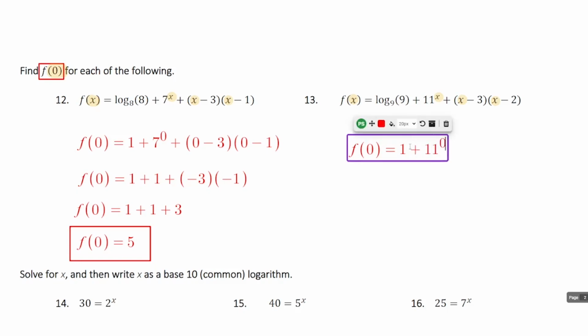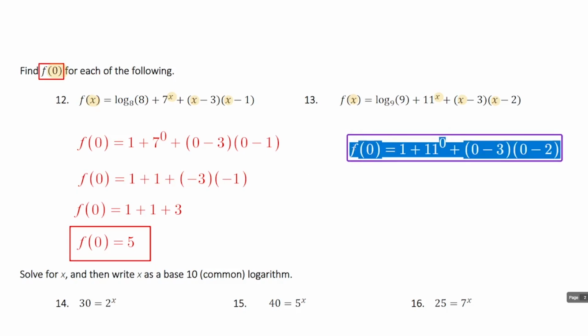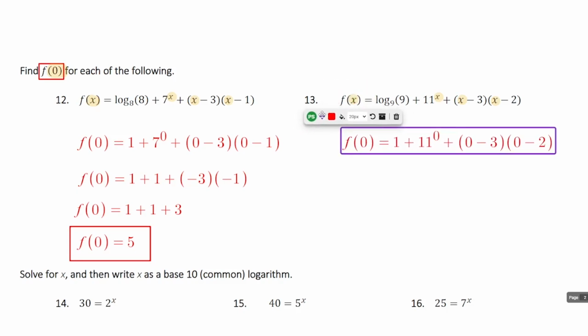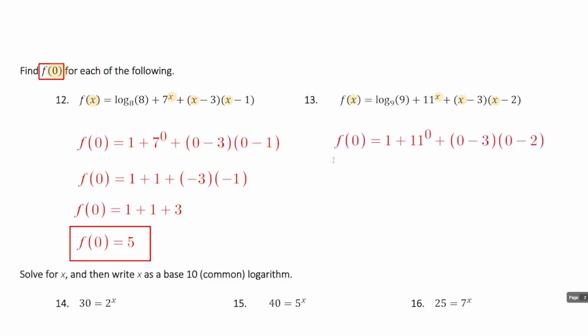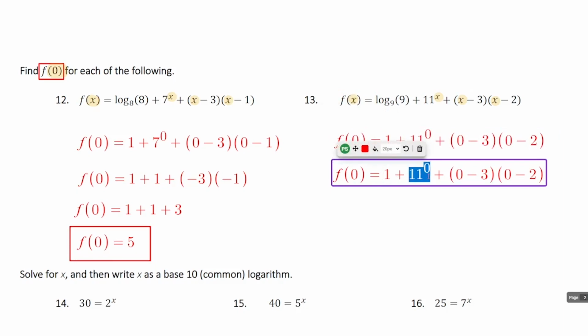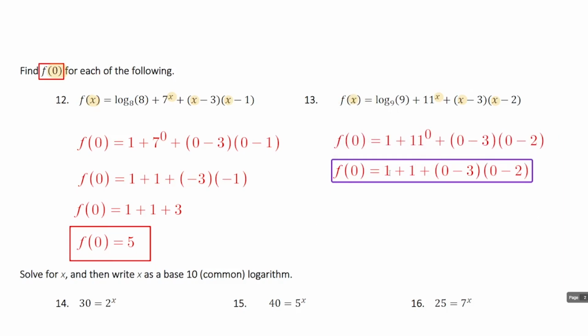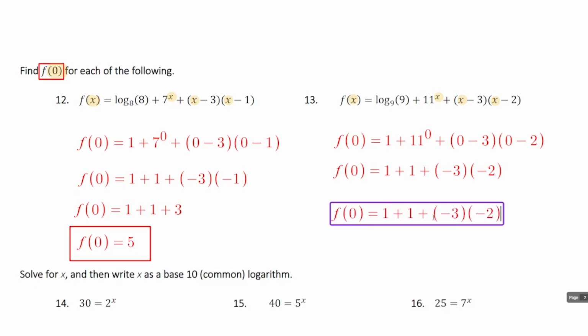Plus 11 to the 0th power plus 0 minus 3 times 0 minus 2. Okay, so we've got 1 plus 11 to the 0, that's just going to be 1. 0 minus 3 is going to be negative 3, and 0 minus 2 is going to be negative 2. So this works out very similar to number 12 here. We've got 1 plus 3 times 2 is 6. They're both negative, so our result is positive 6. 6 plus 1 is going to be 8.